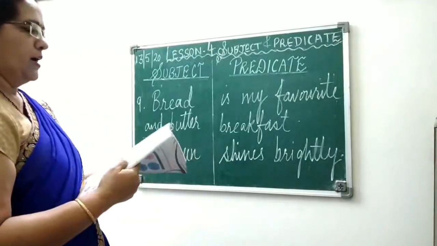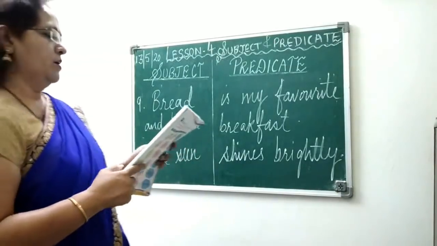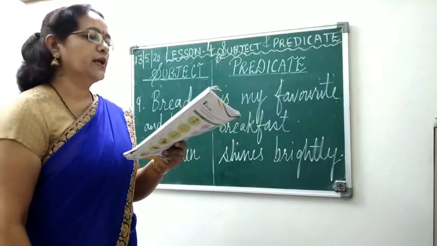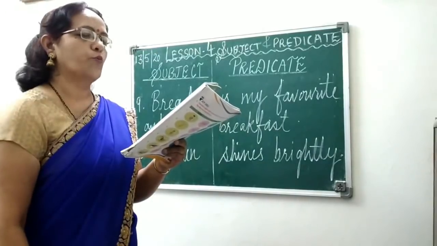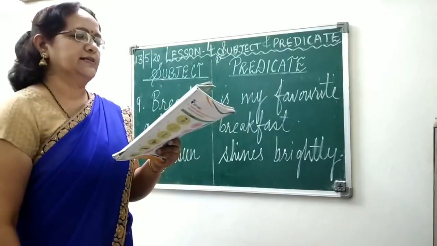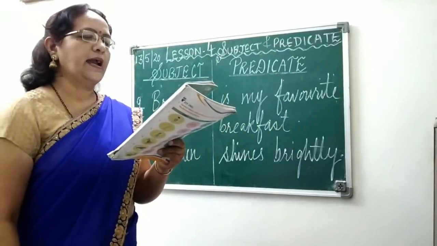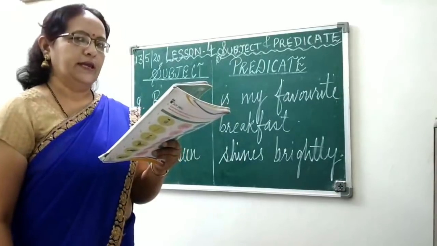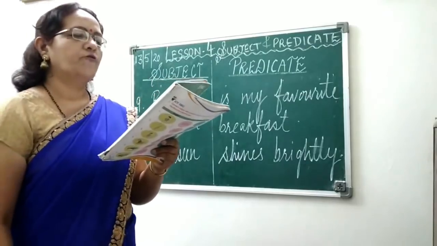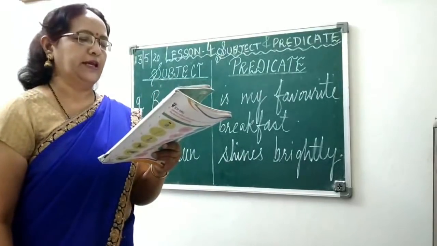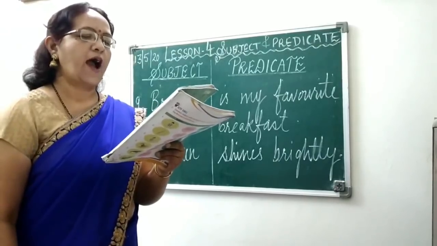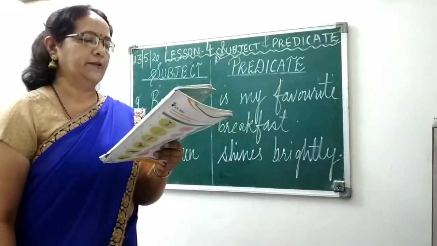Now, let me revise one more time. Number one, I is the subject. Shall not be at home tomorrow, predicate. Number two, Kavita is a subject. Is my elder sister, predicate. Number three, birds, subject. Fly high in the sky, predicate. Number four, my parents, subject, have gone to Shimla, predicate.